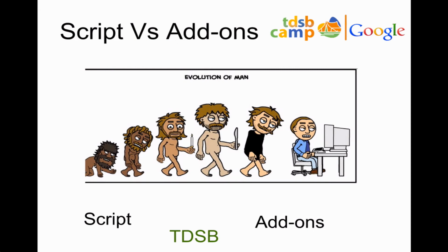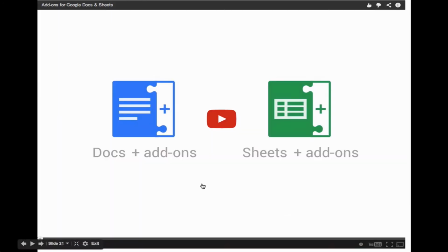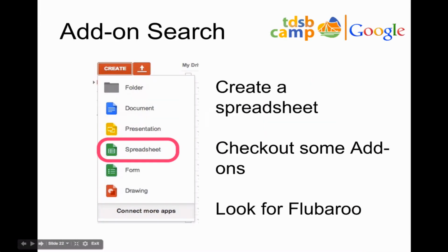Now this is important because the add-on I'm going to show you started out as a script. So you have to know that you can still use it as a script, but it's become an add-on, and getting it as an add-on seems to be a much better way to go. Okay? The one I'm going to talk about to make these self-graded tests is called Flubaroo. It's an add-on. Here's a video about what add-ons are. I'm going to skip over it for now, but Google has made a video explaining what add-ons are for added functionality.